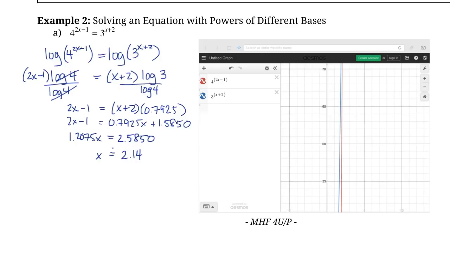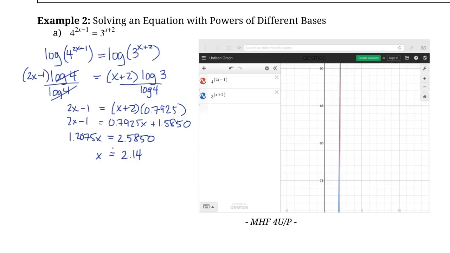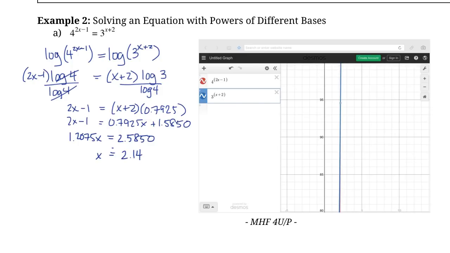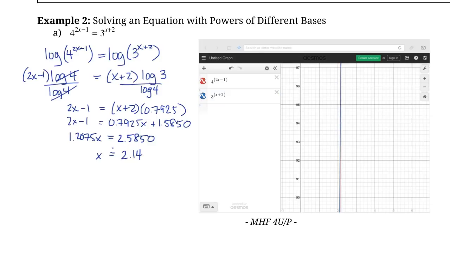That's one of our things about exponential functions, right? They get very, very steep very fast. They grow very fast. So looking here, all the way up here at around a y value of 95, we have what seems to be a point of intersection. And if I click on that point of intersection, look what it tells us. The x value is 2.141. So those two exponential graphs did actually cross at that value.